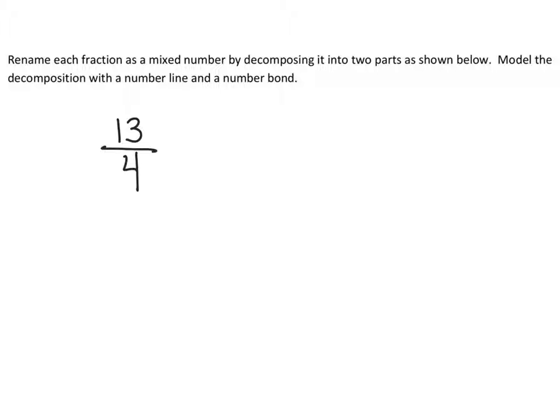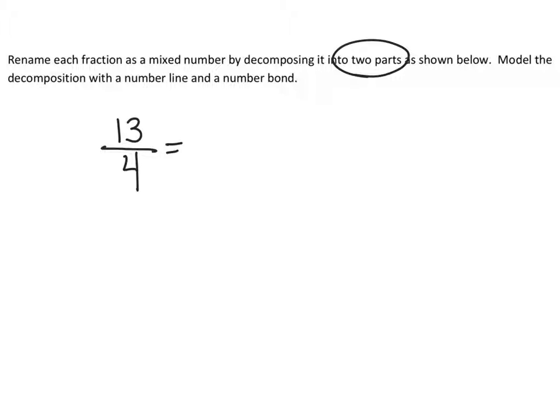All right, continuing this by renaming each fraction as a mixed number by decomposing it into 2 parts. Well, we're not going to decompose it in 2 parts. We can try it a different way, just like I did before. If we broke this down, 13/4, it's broken up into fourths. So how many wholes can we get up to close to 13?